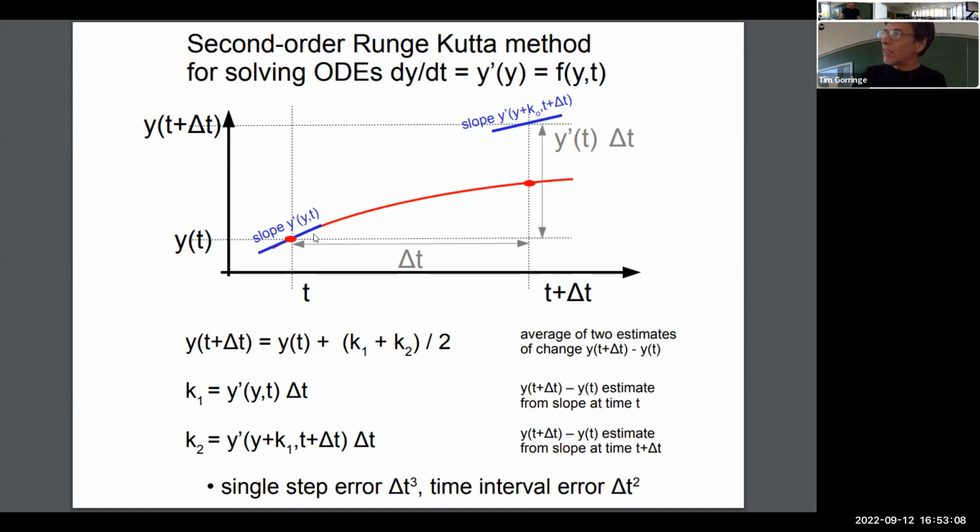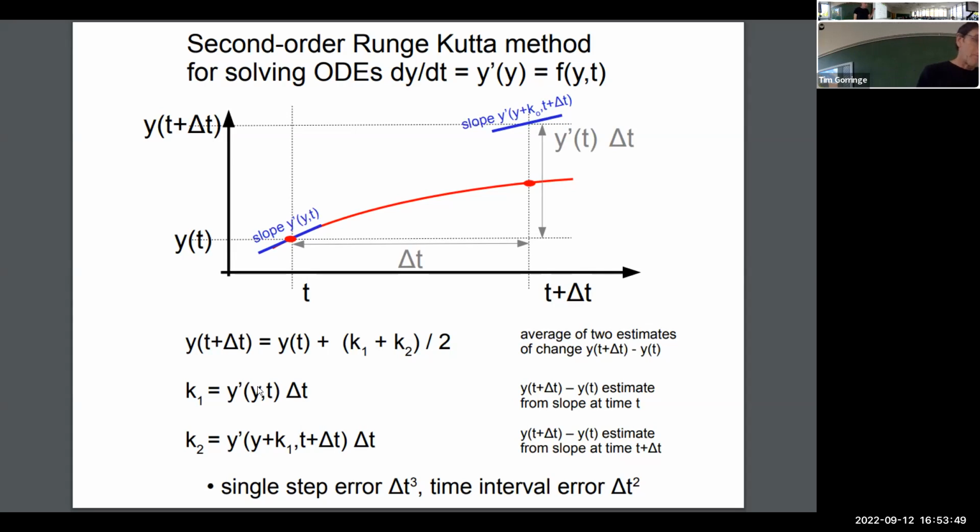That's why, you see, I drew this slope for K1. I drew it evaluated at the point y of t. I drew this second one, this slope, I didn't draw it at this point because we don't know this point. We're trying to calculate this point. I drew it at where, based on this slope, you would think y would be at the end of the time interval. Anyway, the second order Runge Kutta averages these two estimates, and by that gives an improved result.